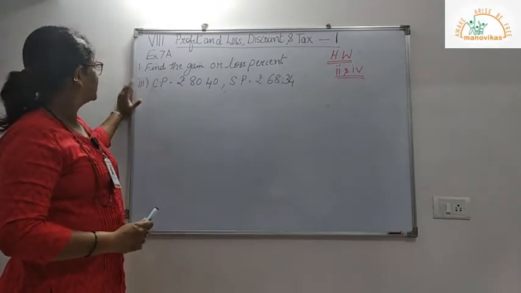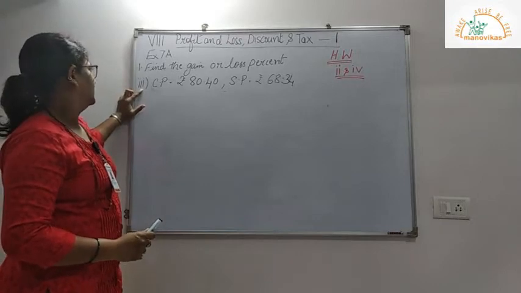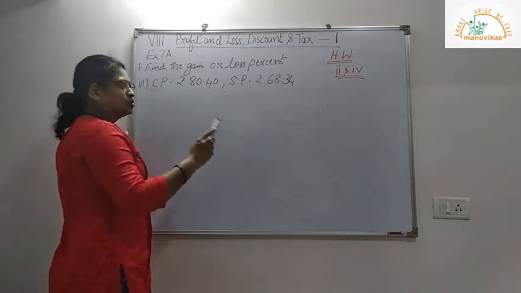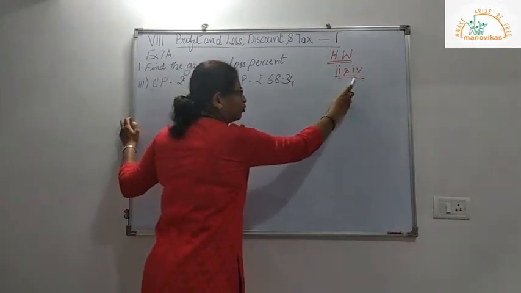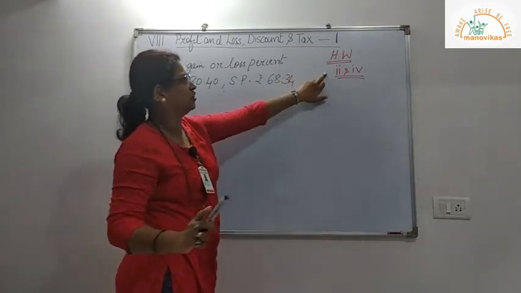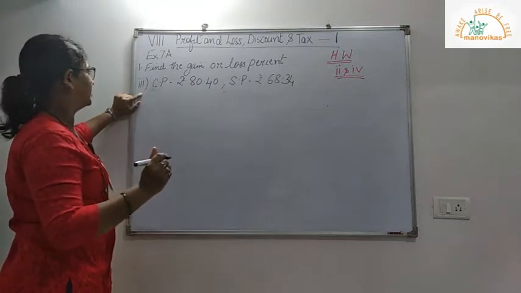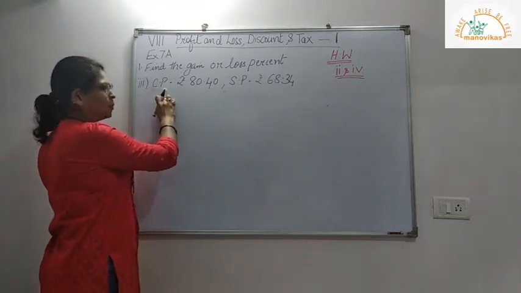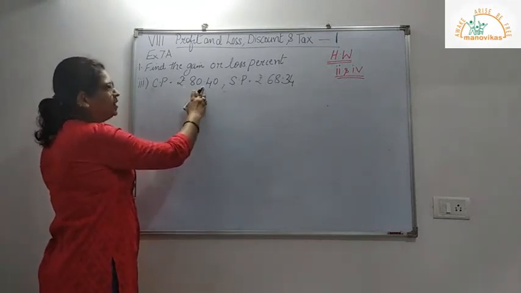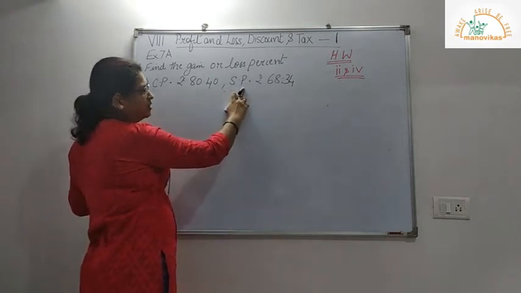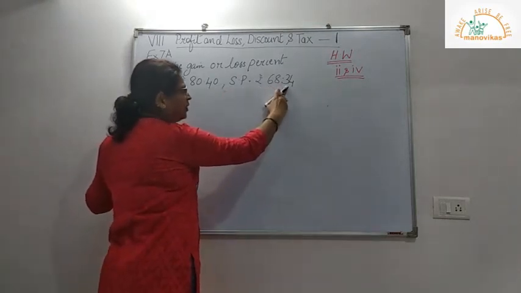Now I take sub question 1, sum number 3. Sum number 2 and 4 you can do for homework, which is written in red over here on the board. Now moving on to the third sum. You can see here the cost price is given as rupees 80.40 and the selling price is rupees 68.34.